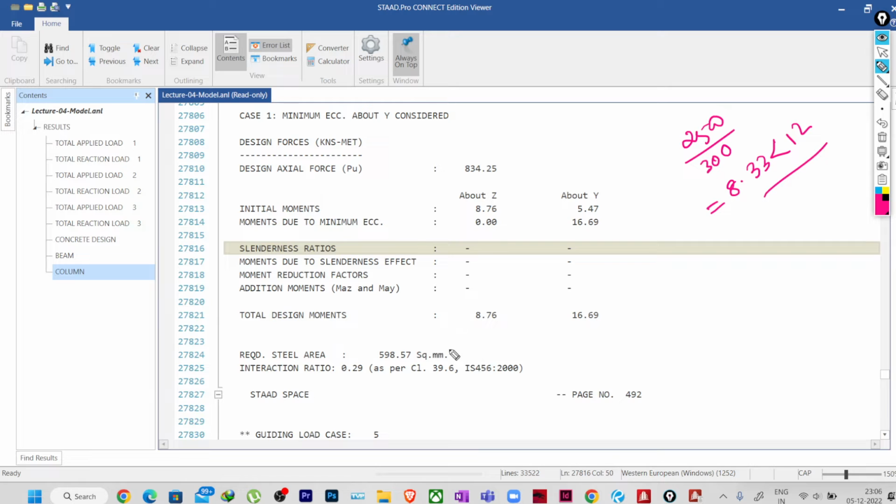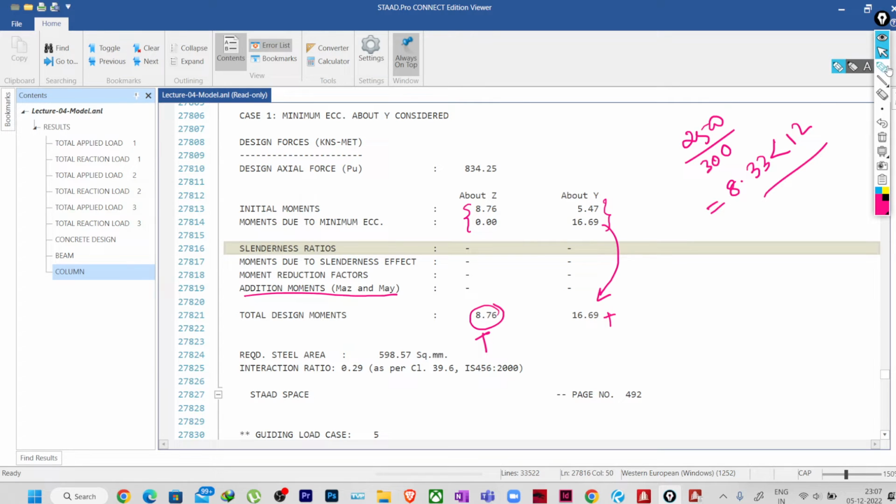If it is a slender column, in that case this additional moment will be calculated, as we have seen earlier. Then among these two, whichever is greater will be taken here. You can see it is taken, plus this additional moment will be added here. Here also, among these two, the 16.69 is greater, so it is taken. As there is no additional moment, it is not added. If it is there due to the slenderness effect, then it will be added here. Fine. So now the moment reduction factors, this is also there whenever we have slenderness.